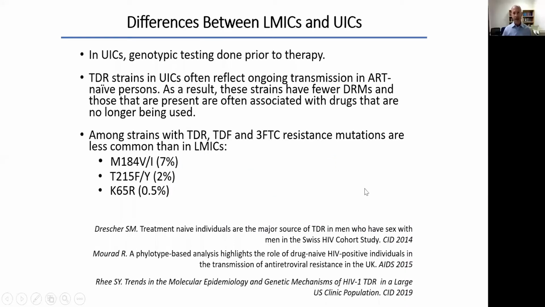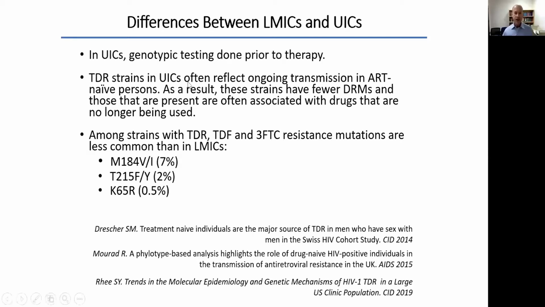There are major differences in the significance of TDR in low, middle income, and upper income countries. And the main difference is that in upper income countries, genotypic resistance testing is done prior to therapy so that therapy can be tailored, and because integrase inhibitors have really replaced NNRTIs in most first-line regimens.